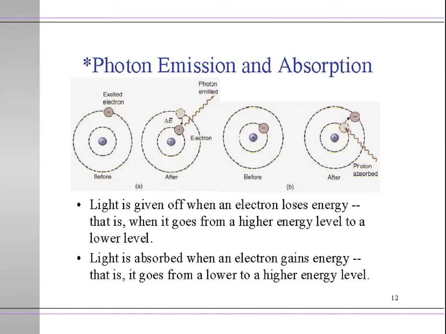We lose energy by doing motion and talking, dancing, doing all sorts of crazy things. An electron, being just a tiny little particle, doesn't have all those opportunities to give off energy. So the only way it can do that is for light to come off.